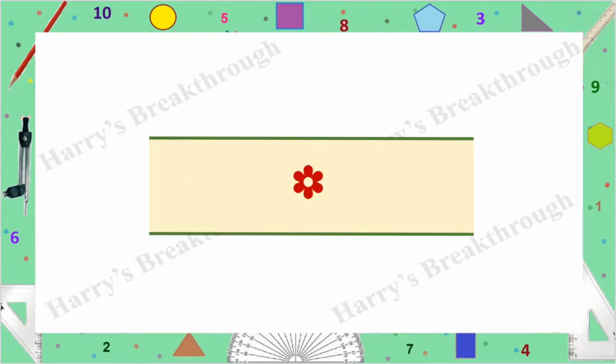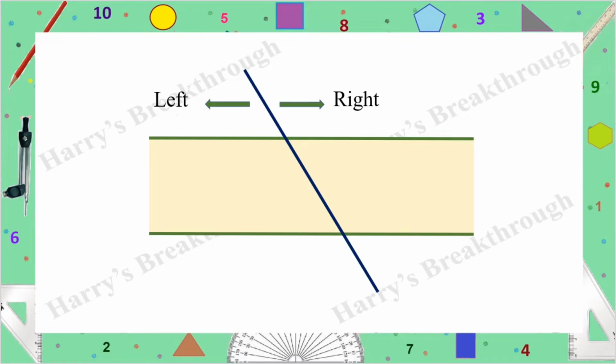Here you can see a flower. Can you say the position of this flower? This flower is at the interior part of parallel lines. Now look at this. Here you can see a cutting line too. One side of the cutting line, this side, is called left side of cutting line. And the other side is right side of cutting line.